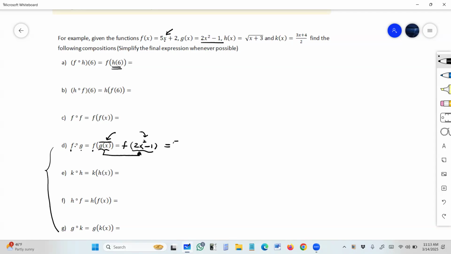So let's do it. 5 parentheses, instead of a number, 2x squared minus 1, right, plus 2. And we just evaluate this. Now we know how to do this. So 5 times 2x squared, 10x squared, 5 times minus 1, minus 5, and then the plus 2. So and then we can combine the two numbers, minus 5 plus 2, minus 3. So f compose g is 10x squared minus 3.